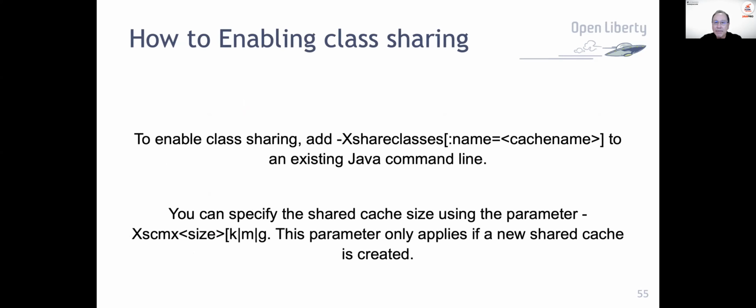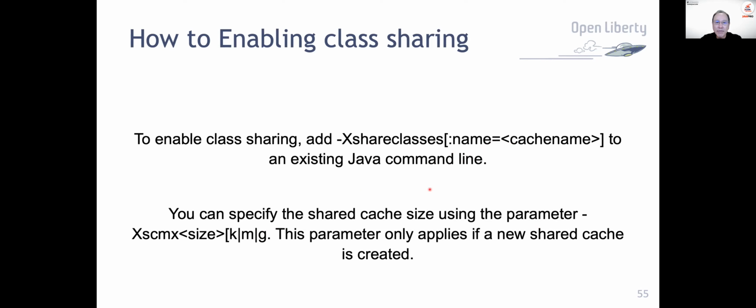So setting up the class cache is pretty straightforward. It's all done using JVM options. Here we see the -Xshareclasses tag. That's how you turn it on. You can actually specify a name if you want to share between multiple JVMs. You can set the size, but you can never grow that size after it's set.